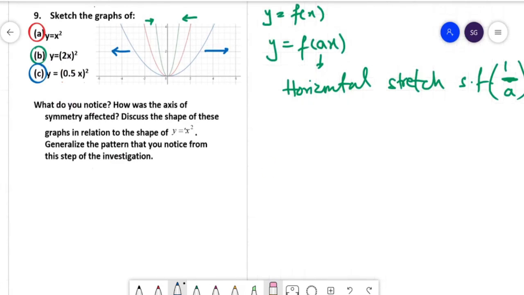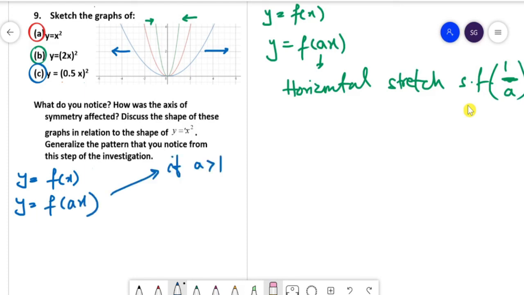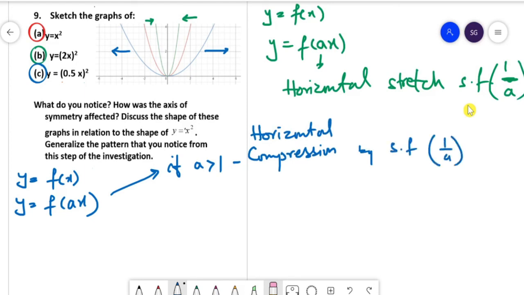So what we notice from here is that if we have the original function y equals f(x), and you are making the changes in the input, so we are doing y equals f(ax). What happens if this a is greater than 1? A horizontal compression, and the scale factor would be 1 over a.